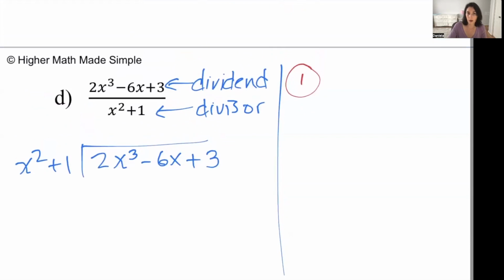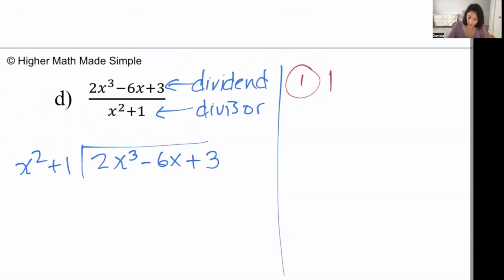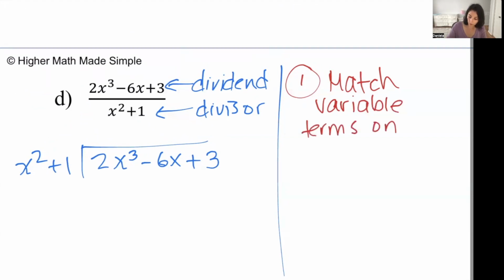This is in my personal words. I'm just going to write match, okay? And what are we trying to match? We're trying to match the variable terms only, okay? And then very specific matching. We're matching the ones with the highest exponent, okay? So I'll write that in parentheses.